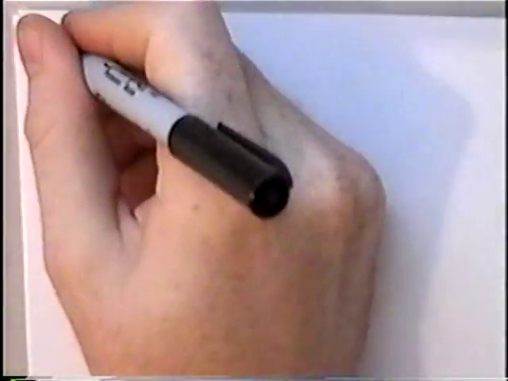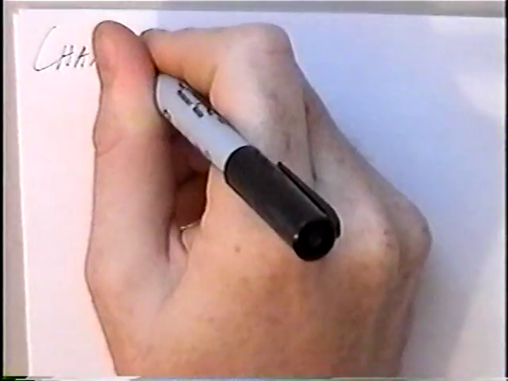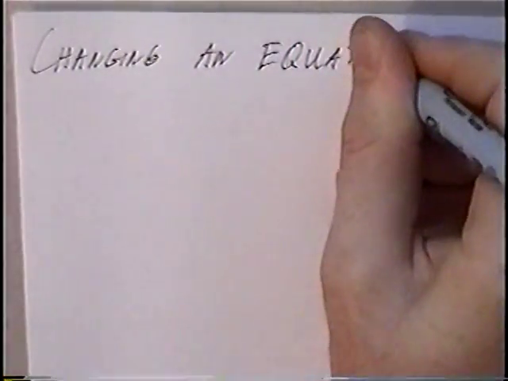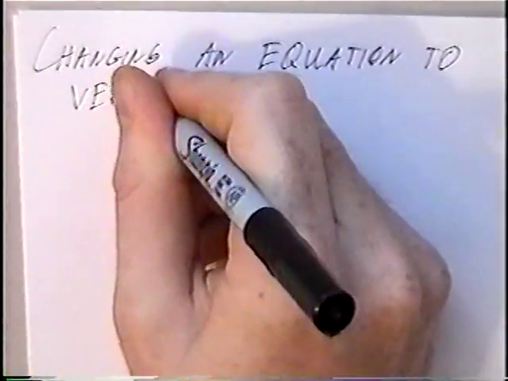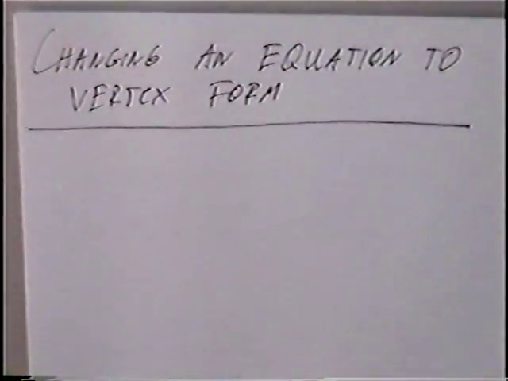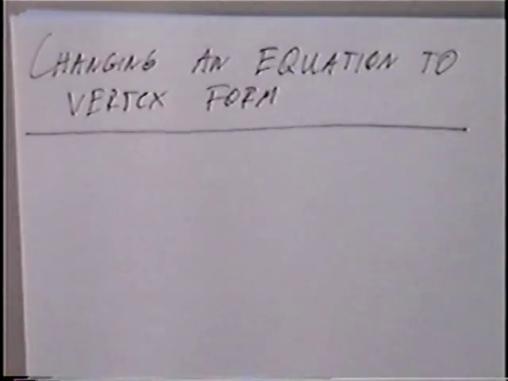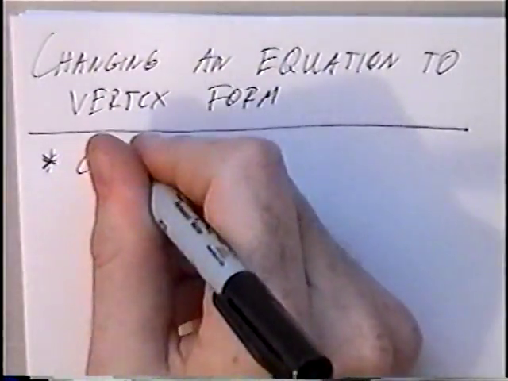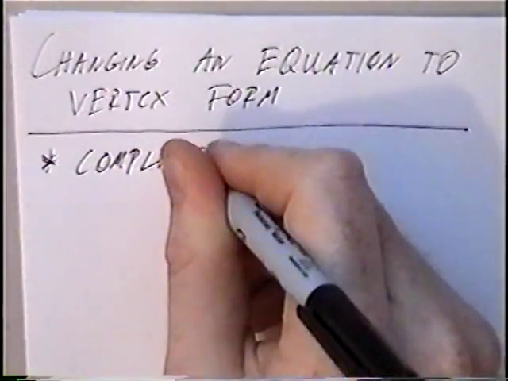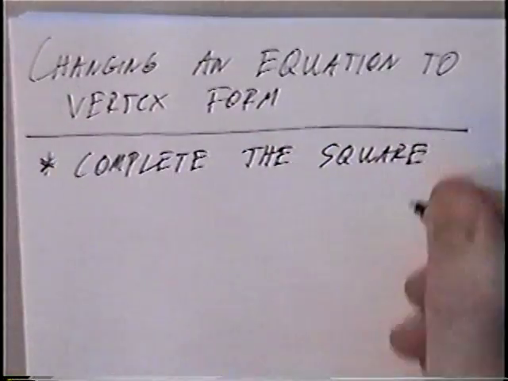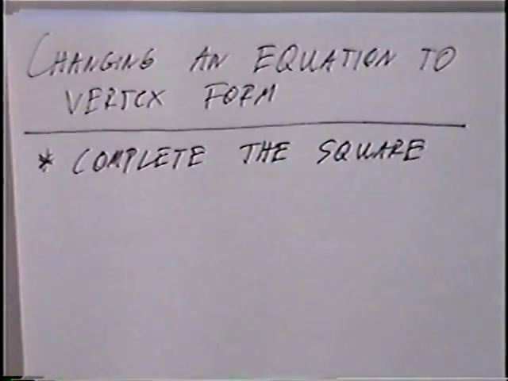The title of the last section today is Changing an Equation to Vertex Form. In this section, we'll take a quadratic equation and change it or rewrite it in vertex form. The way to do that will be to complete the square. By completing the square, we'll be able to change an equation into vertex form.